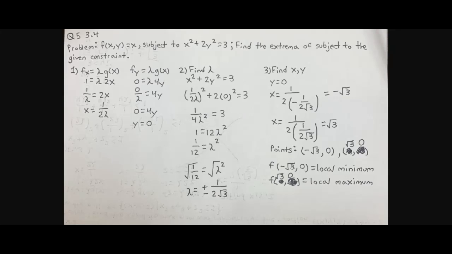And then I compare these two values so I can see that the local minimum was negative radical 3 comma 0 and the local maximum was radical 3 comma 0.